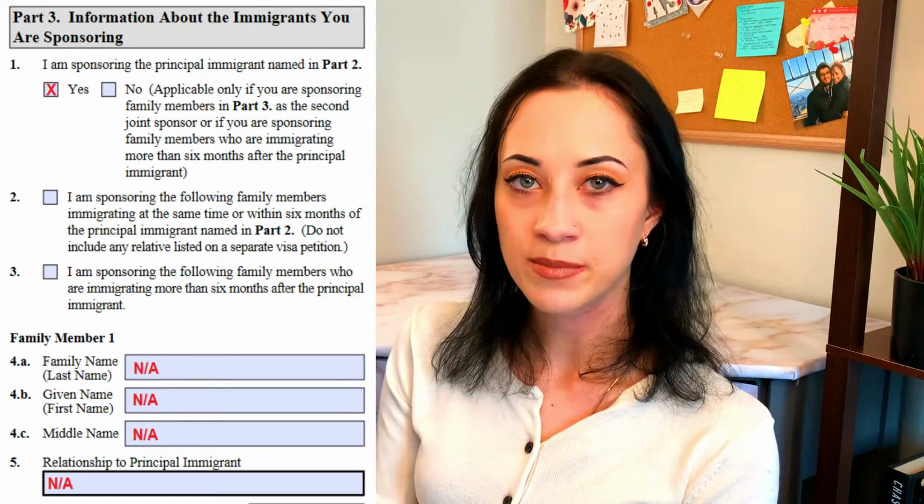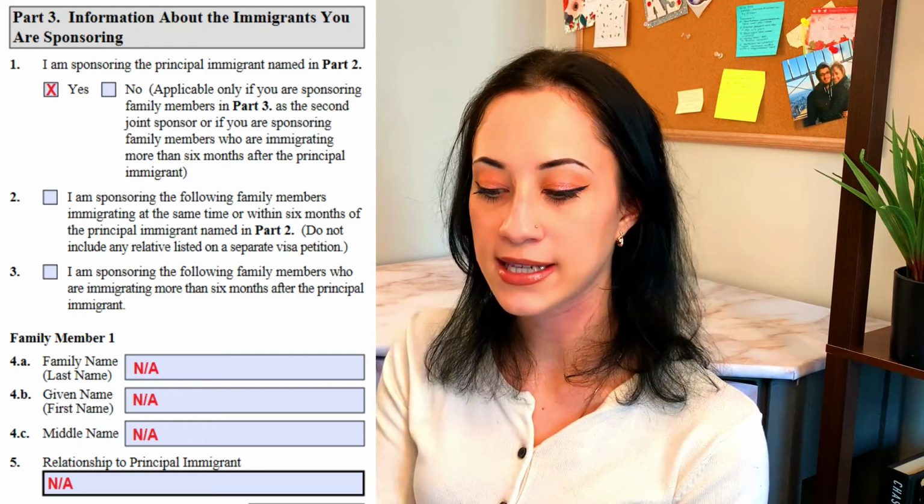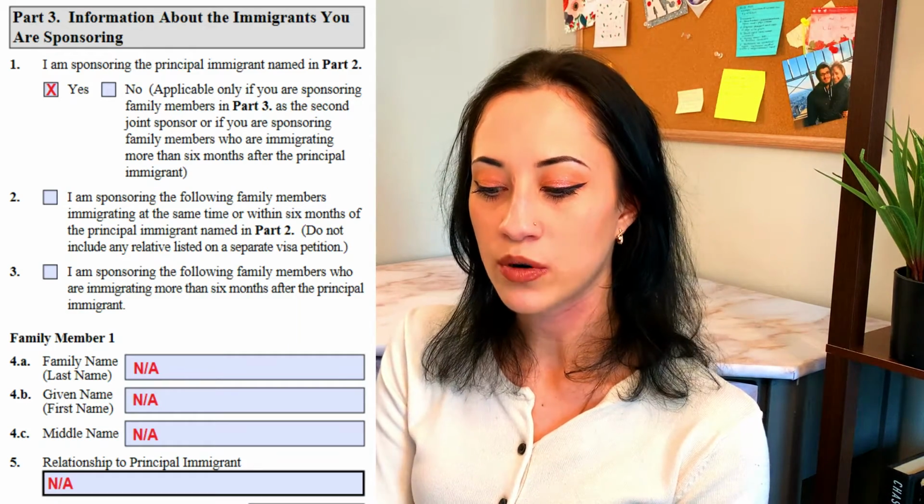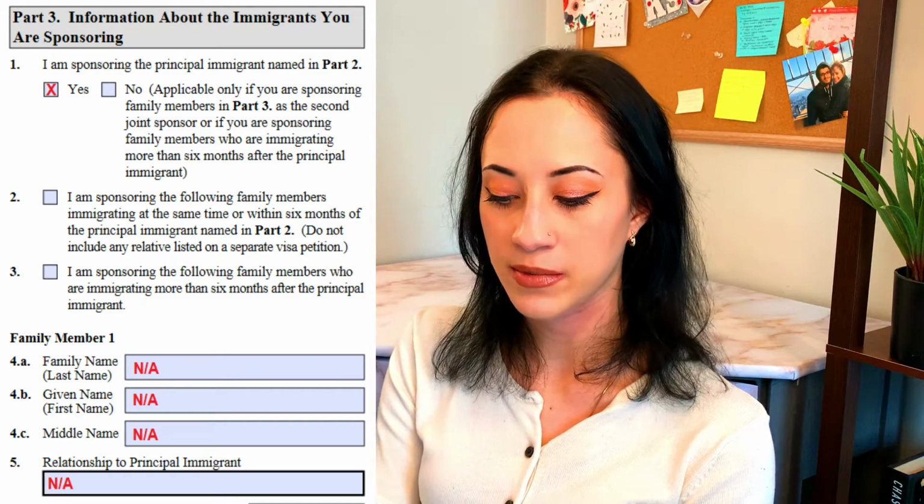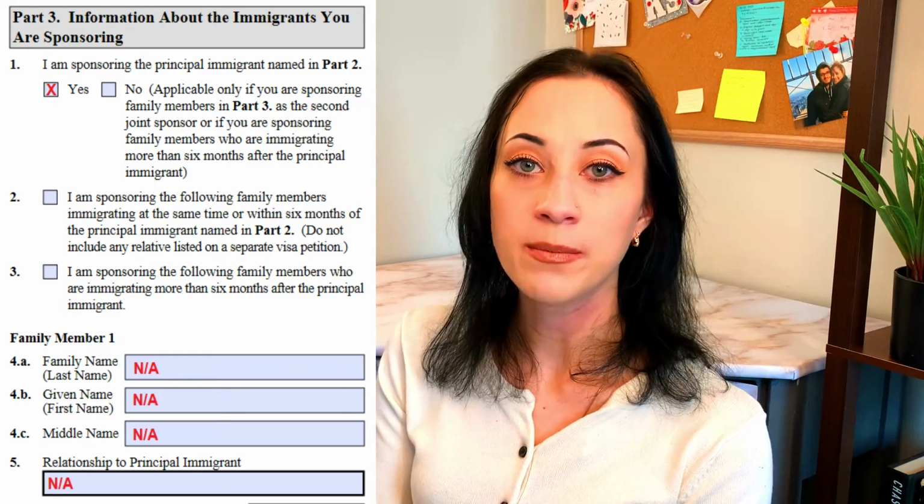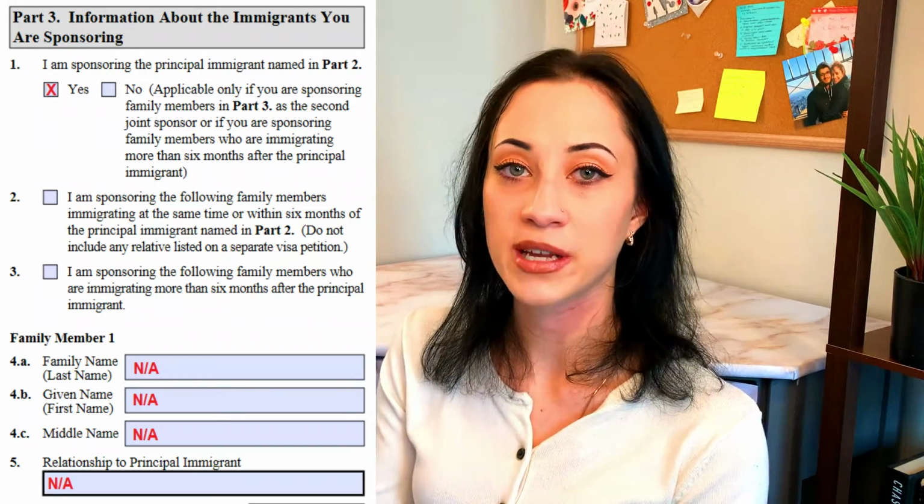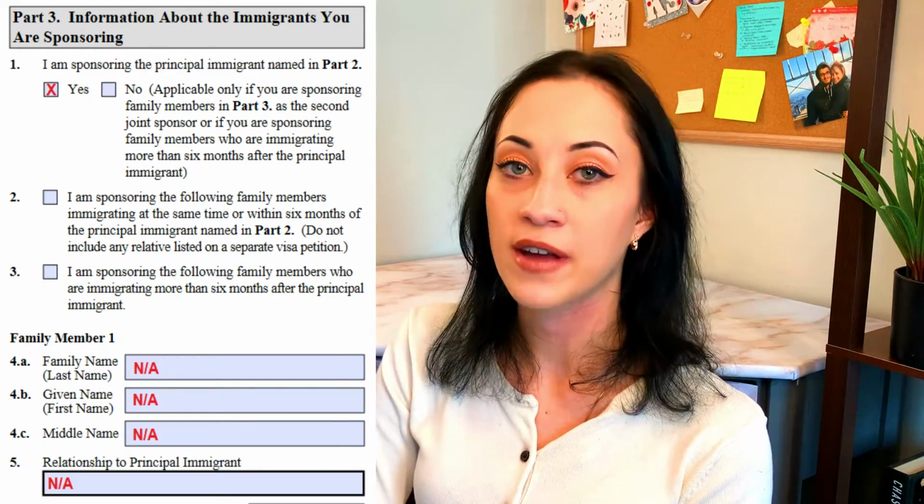Question 2, you will leave blank. In question 3, you will also leave blank. And also the consecutive areas where it says provide names of family members immigrating at the same time, family member 1, 2, you will also leave this blank. You will not be putting your other parent's information on here because this area is designated for derivative applicants.